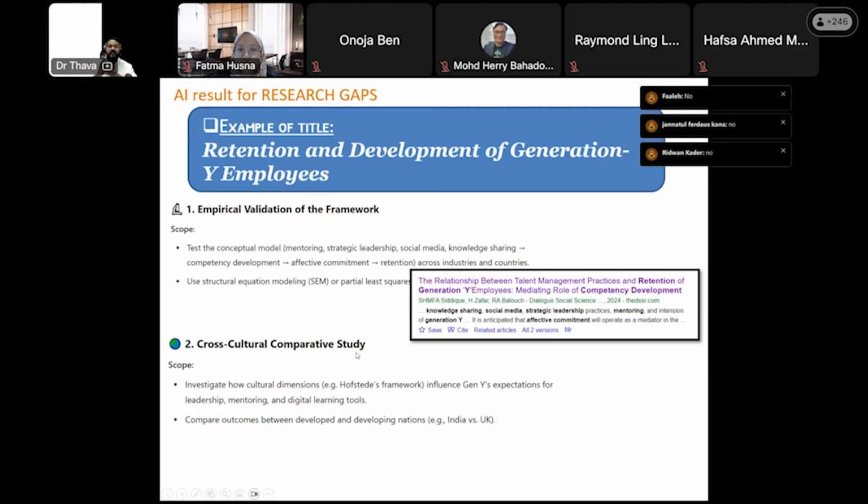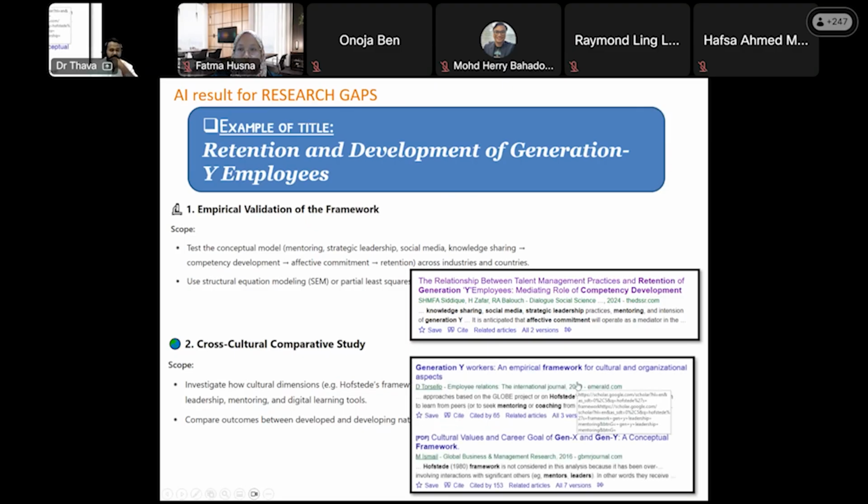This is the part where AI really... I'm using the premium version, not the free version, so that I get full access to the model. All right, so a cross-cultural comparative study: investigate how cultural dimensions of Hofstede's framework influence Gen Y expectations for leadership, mentoring, and digital learning tools, comparing outcomes in developing nations.